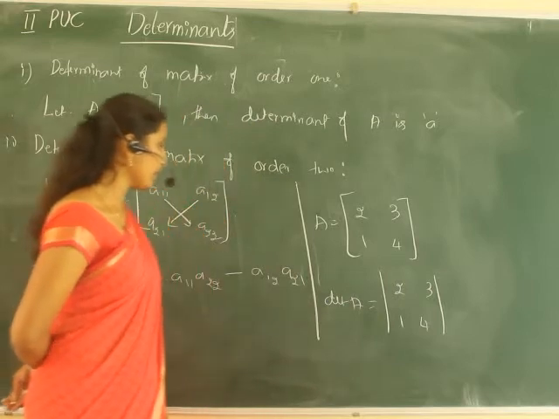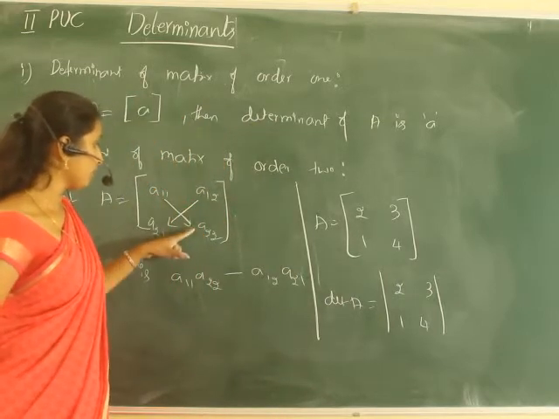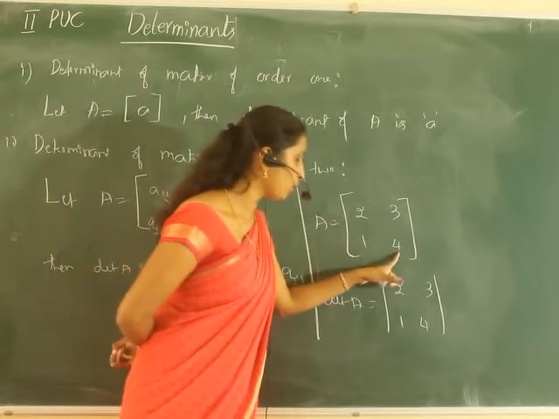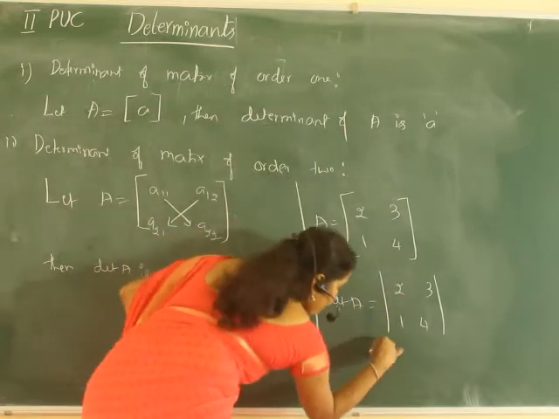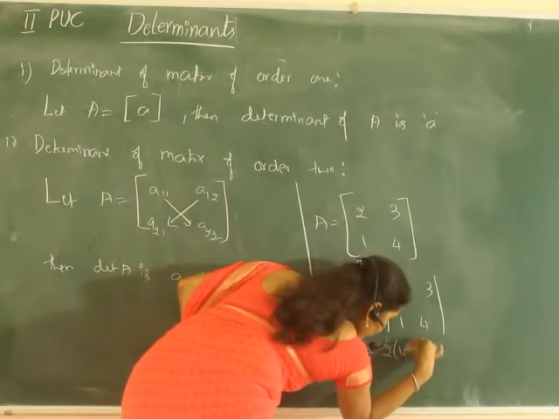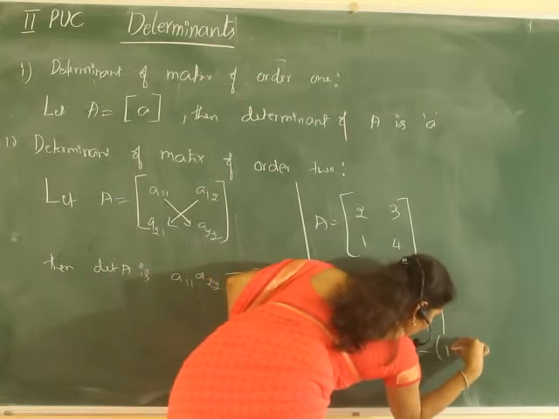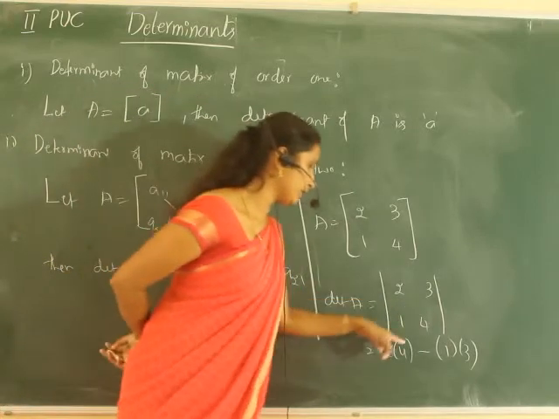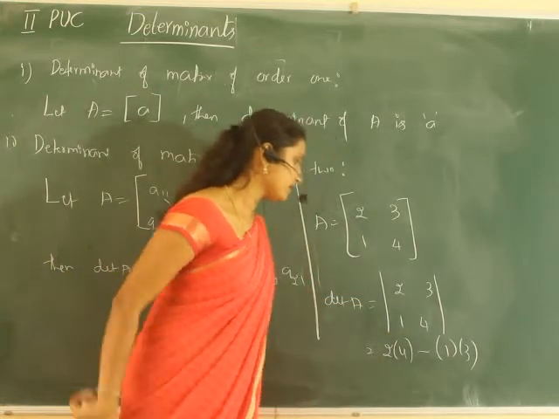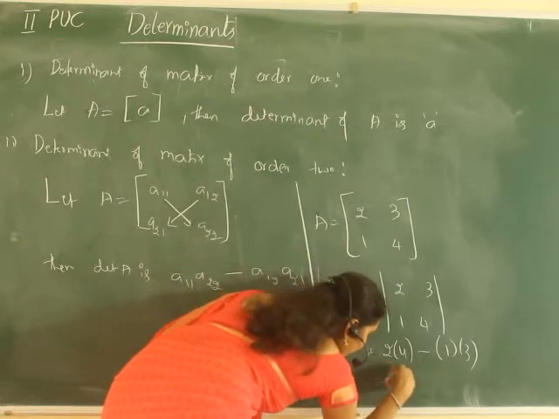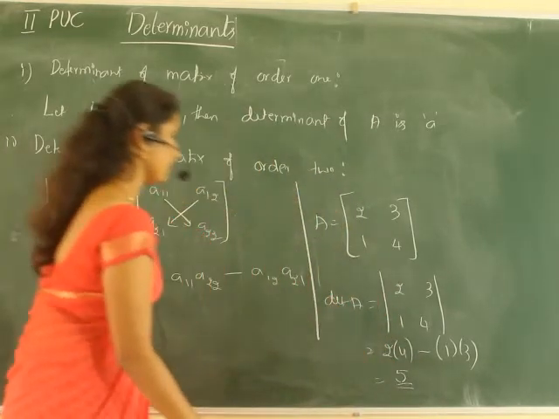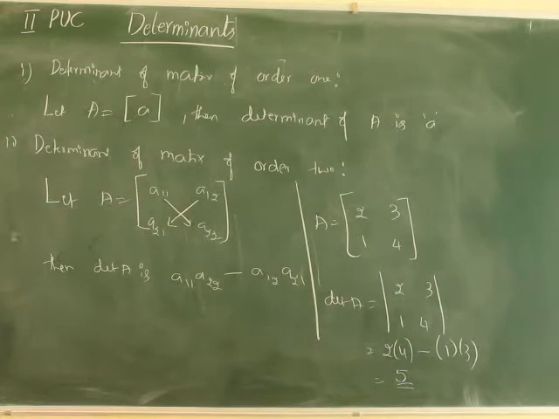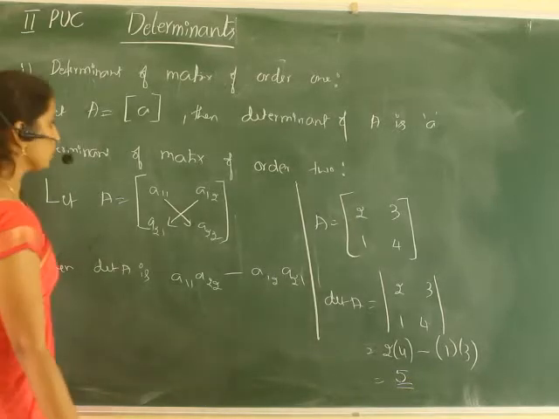So how to calculate from this? We have to multiply A11 and A22. That means 2 into 4, minus 1 into 3. So 2 into 4 is 8, minus 3 is 5. Therefore, the determinant of that matrix of order 2 is 5, which we calculated from this. So this is the determinant of a matrix of order 2.